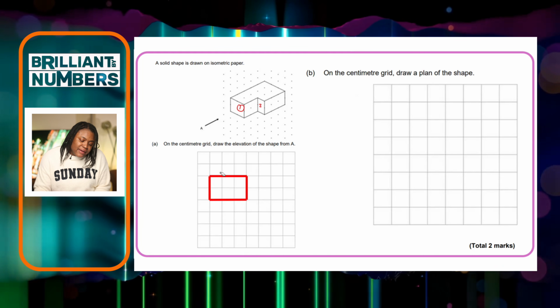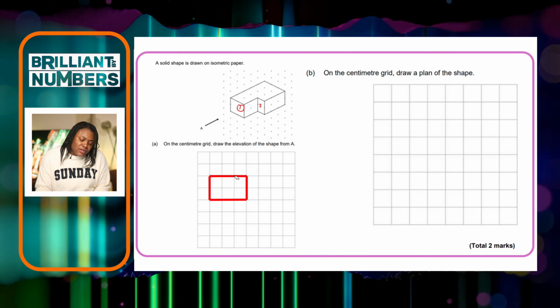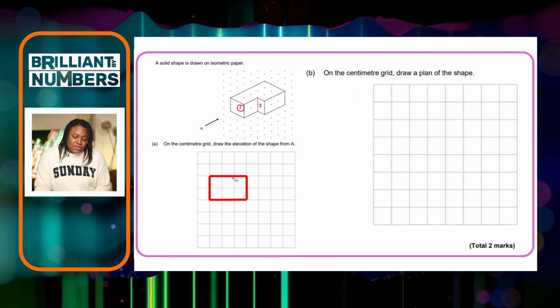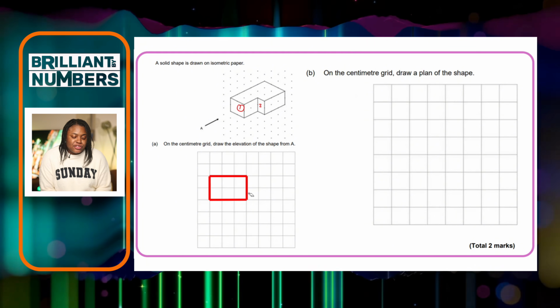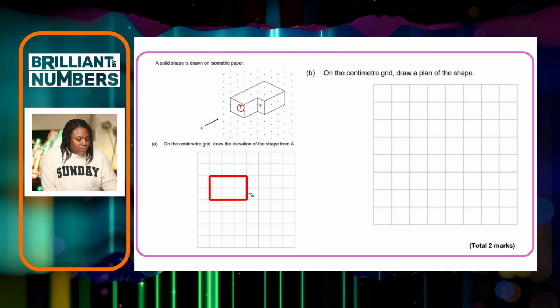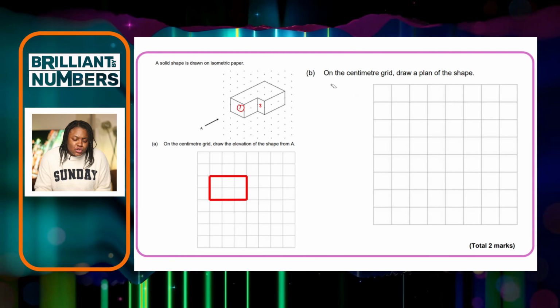Now, some people would have done the 2 first for this face and then done 1 after. We don't need to do that. So the answer will be that shape there, which is a rectangle. It's a 3 by 2. And then for this bit, we now need to do part B.